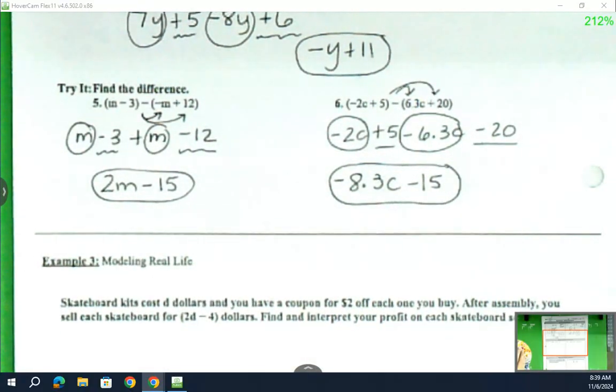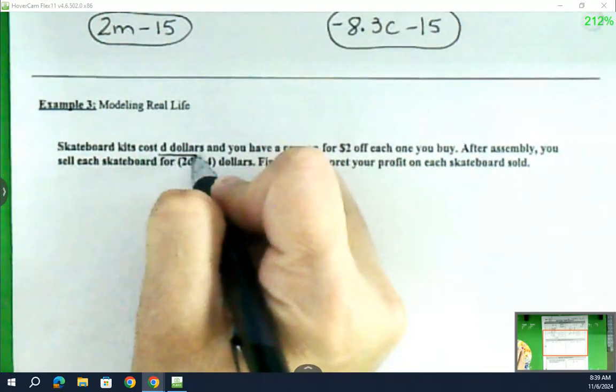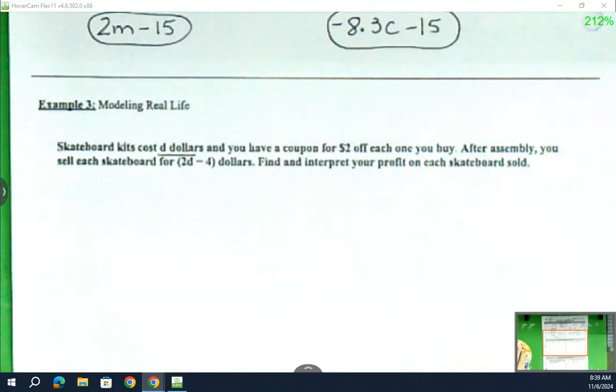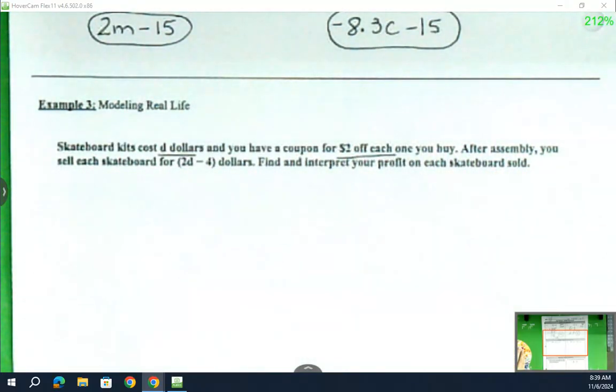All right, lastly, we have a word problem, modeling real math. Skateboard kits cost $D, and you have a coupon for $2 off each one you buy. After assembly, you sell each skateboard for $2D minus $4. Find and interpret your profit on a skateboard sold.